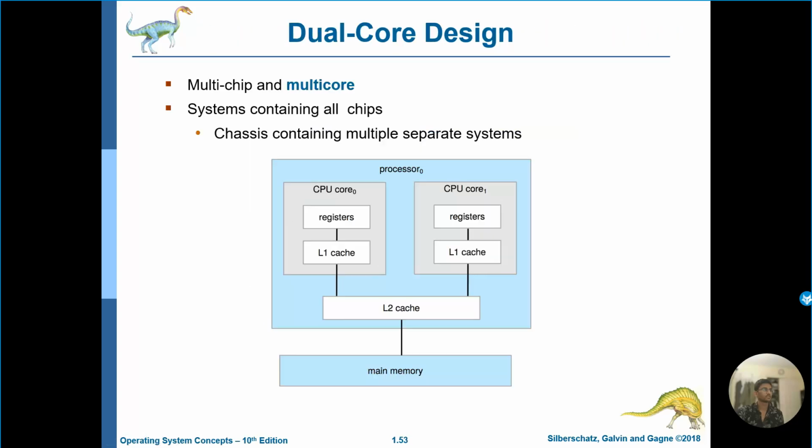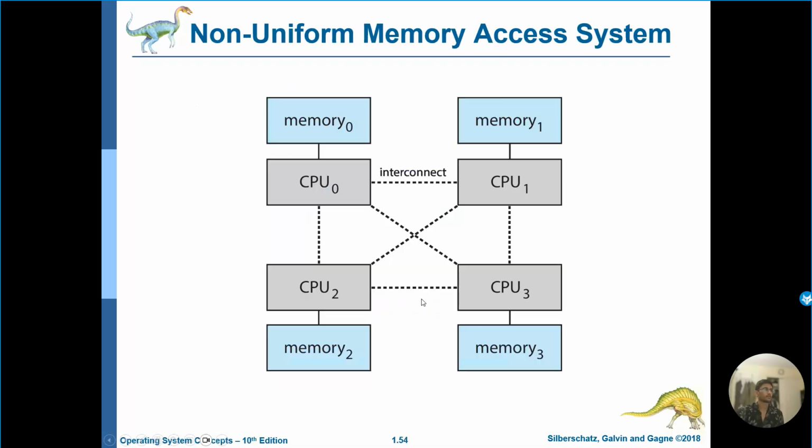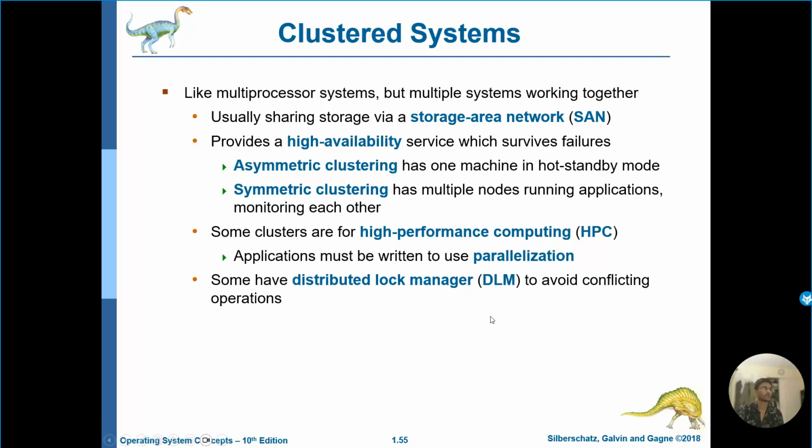Coming to multi-chip and multi-core, a chip can contain multiple cores. And as you can see, this contains multiple separate systems, right? CPU core, CPU core. Then you have a cache over here. Now, non-uniform memory access system, and in this you can see there are multiple CPUs, and those CPUs are connected. And in a way, they have access to different memory sources also, instead of just one. So you see this web that starts forming.